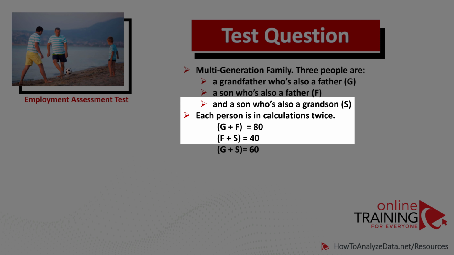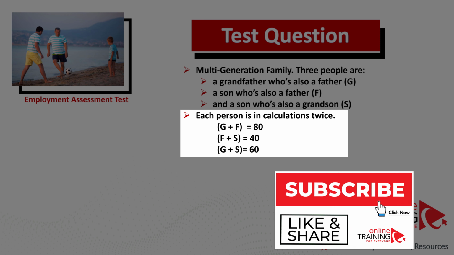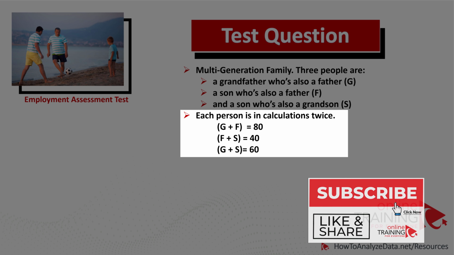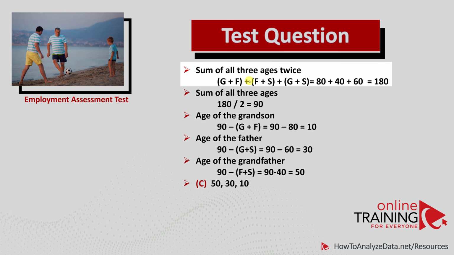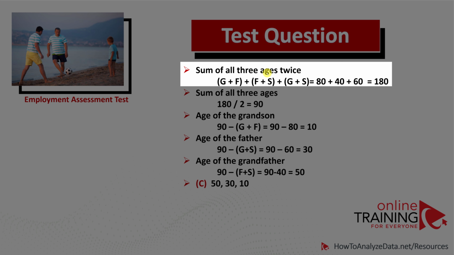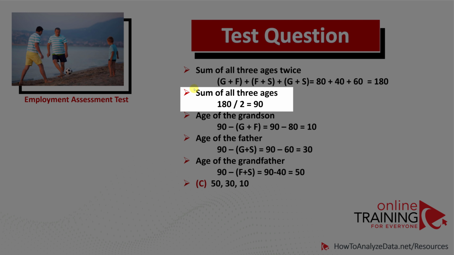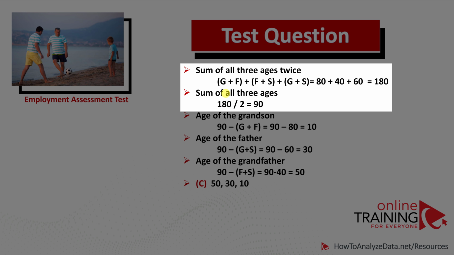Another key consideration here is that each person is in calculations twice, which means if we add up pairs of values, we will get the twice of the summary age of all people. To calculate sum of all ages twice, we add all three pairs, which is 80 plus 40 plus 60, and we get to the value of 180. To get actual age, we need to divide 180 by 2, and the calculated value is 90, which means that sum of grandfather plus father plus grandson ages is 90.